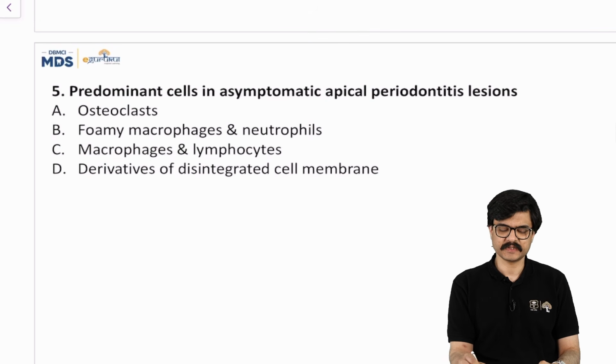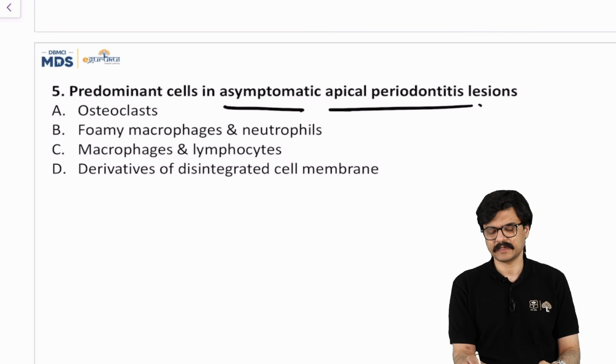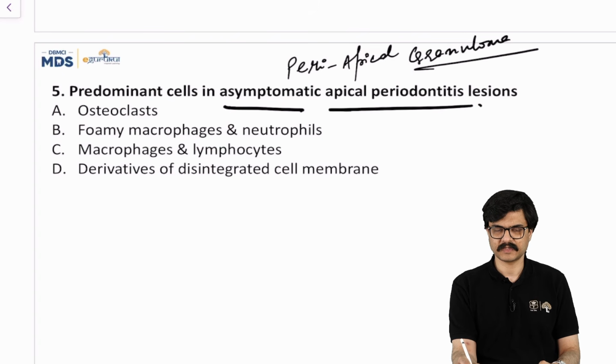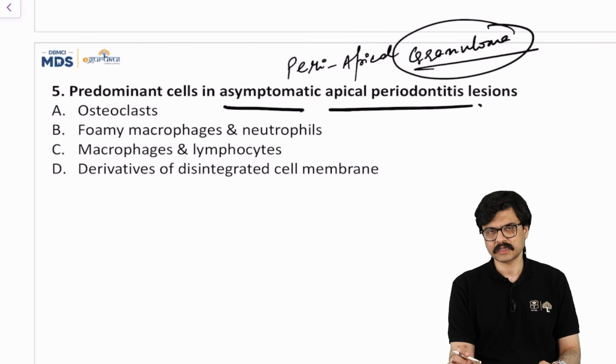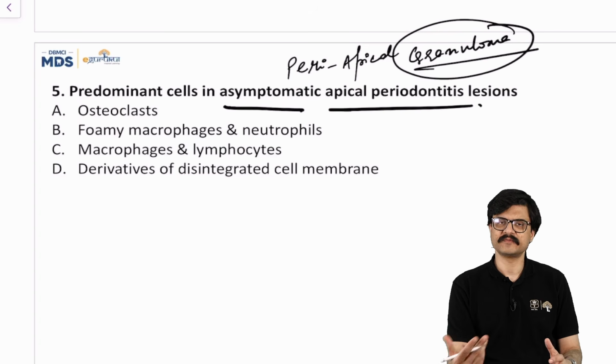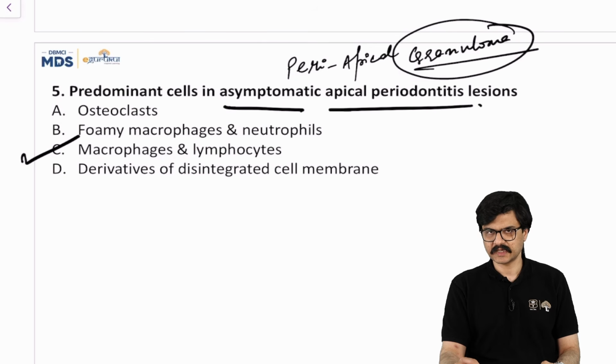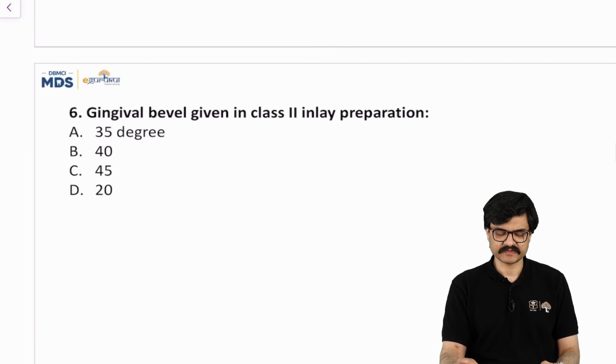Next question, predominant cells in asymptomatic apical periodontitis. Now this is basically talking about a chronic apical periodontitis or a periapical granuloma. Yes, he's talking about a periapical granuloma. From your pathology, you know that it is a chronic inflammatory lesion. And you have chronic inflammatory cells, which are lymphocytes and monocytes. So you have lymphocytes and macrophages. C is the answer.